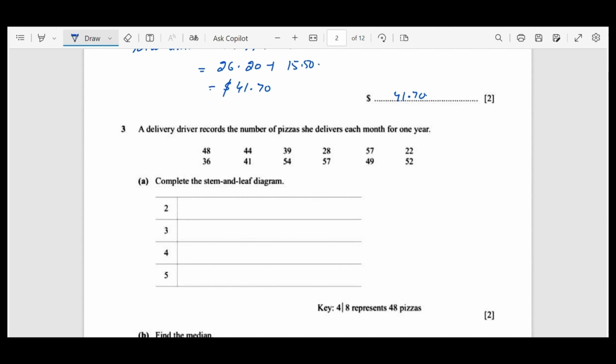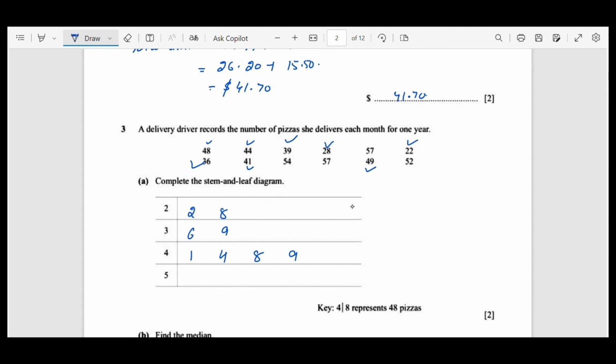Next, third question. A delivery driver records the number of pizzas she delivers each month for 1 year. Complete the stem and leaf diagram. So we have to do it in ascending order, right? So first will be 2: 22 and 28. For 3 it is 36 and 39, so 6 and 9. Next will be 4. This will be 48, 44, 41 and 49. So it is 41, 44, 48 and 49.